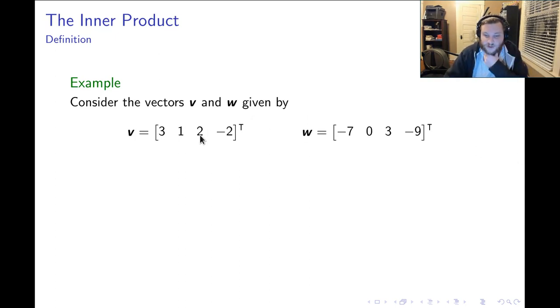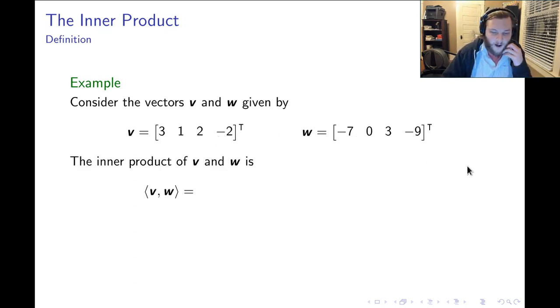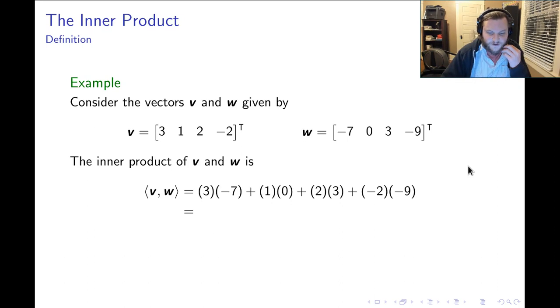So here we have two vectors, and they're both in R4, so they both have 4 coordinates. How do we take the inner product of these two vectors? Well, according to the formula, I simply compare the corresponding coordinates, multiply them together, and add everything up. So we should have 4 terms. The first term should be the first coordinate of v multiplied by the first coordinate of w. The second term should be the second coordinate of v multiplied by the second coordinate of w. The third term should be the third coordinate of v multiplied by the third coordinate of w. And the last term should be the fourth coordinate of v multiplied by the fourth coordinate of w.